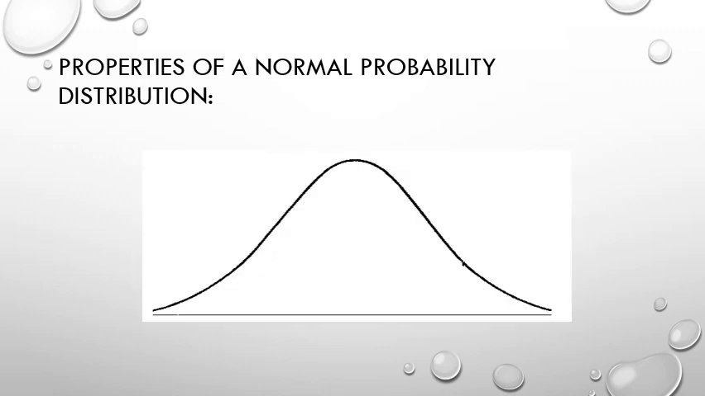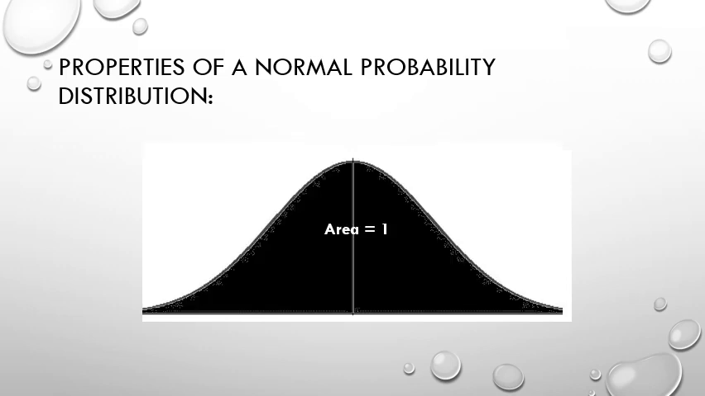And the area of this graph, the space under the curve, is equivalent to 1. So, remember, the area of this shaded portion is equal to 1. Since it is symmetrical, one side is 50% of 1 and the other side is also 50% of 1. And this is symmetrical about the mean.